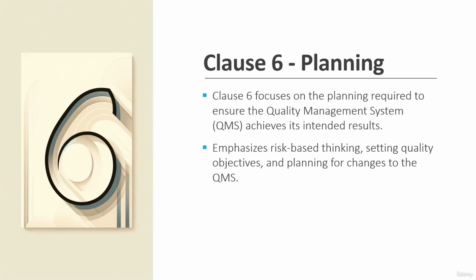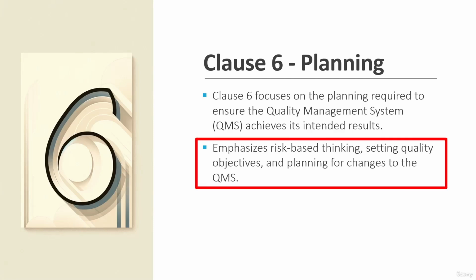Now remember that when we are talking of planning here, this is the planning of the quality management system. This is not related to the production planning or the service planning or the product or service which you are producing. Here we are talking about planning related to the quality management system which you want to establish. Now in planning there are three sub clauses. 6.1, which is actions to address risks and opportunities, or the risk-based thinking. That is something which we will be covering in this video.